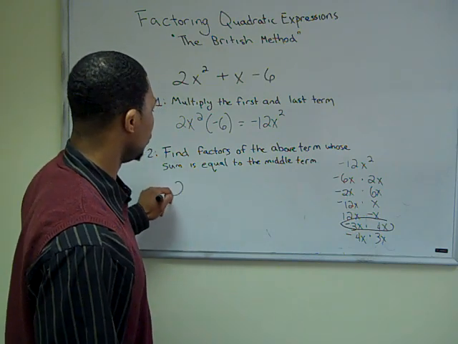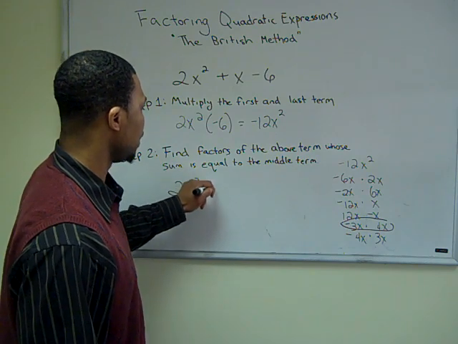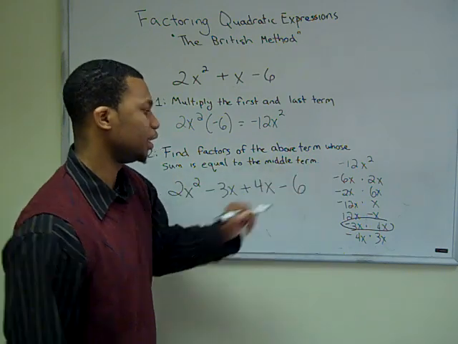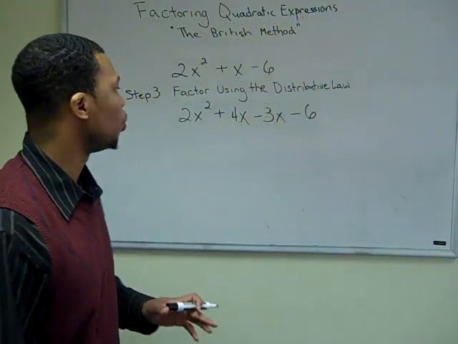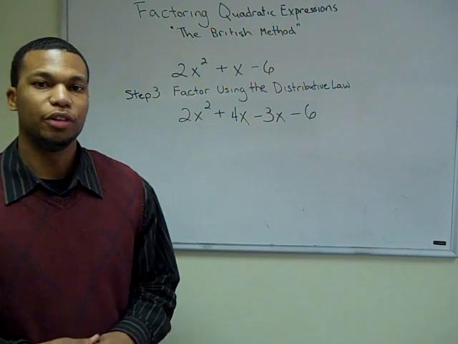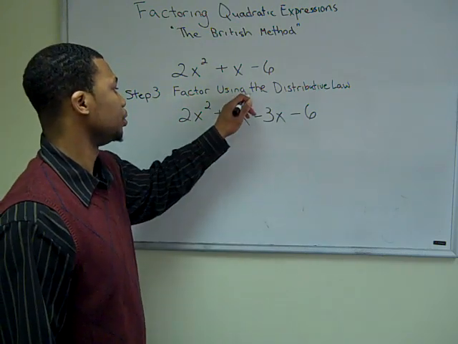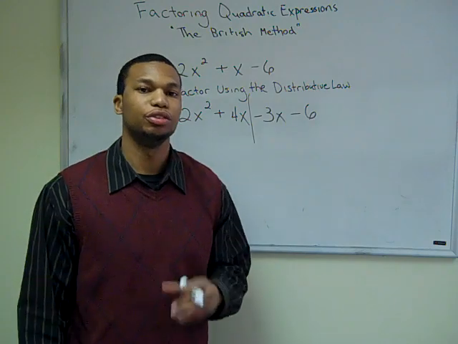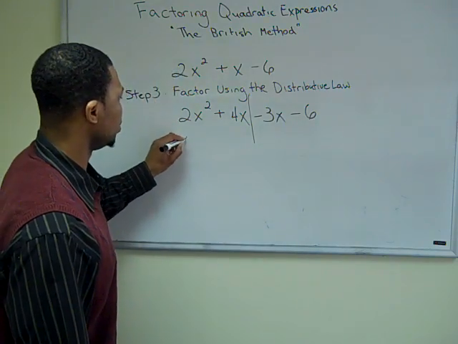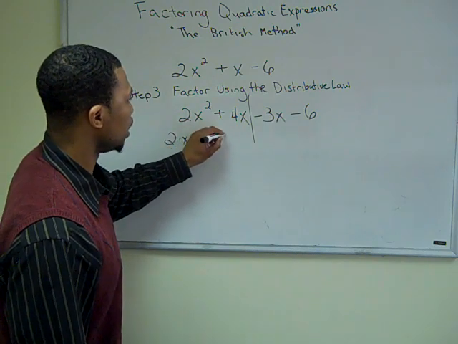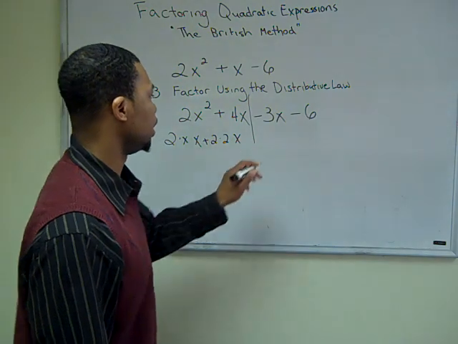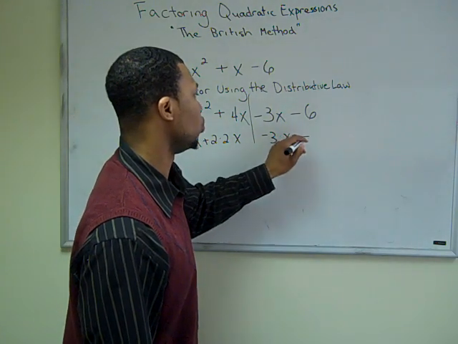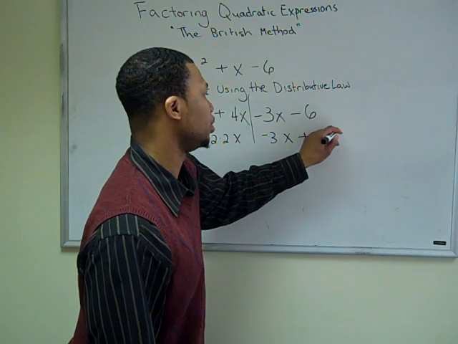So we'll write here 2x squared minus 3x plus 4x minus 6. In step 3 of the British method, we are going to now factor using the distributive law. So what we're going to do is take the first two terms and factor them, and then take the second two terms and factor those using the distributive law. So this becomes 2 times x plus 2 times 2 times x. And then this side becomes negative 3 times x plus negative 3 times 2.